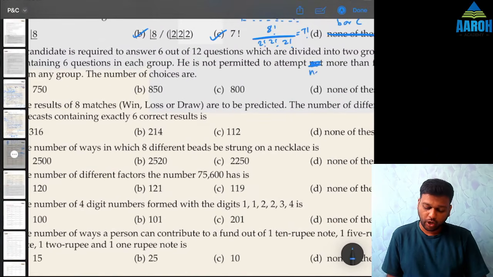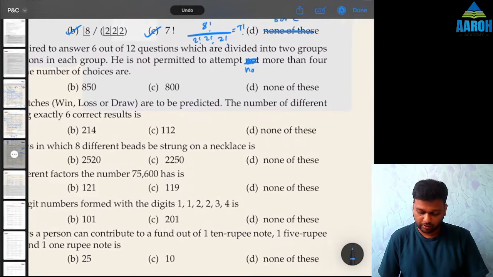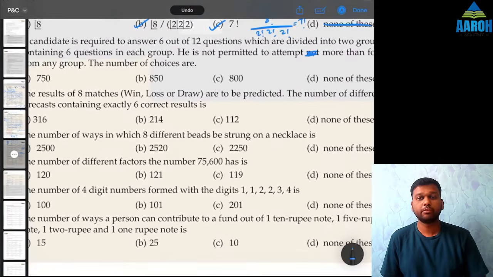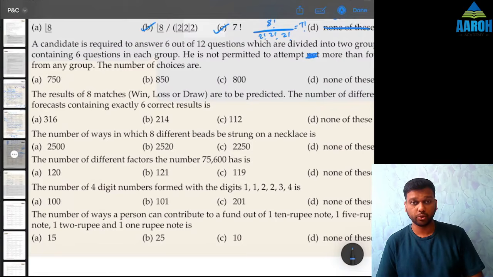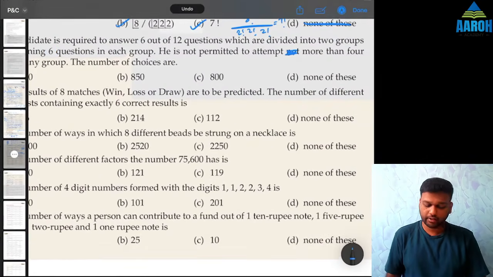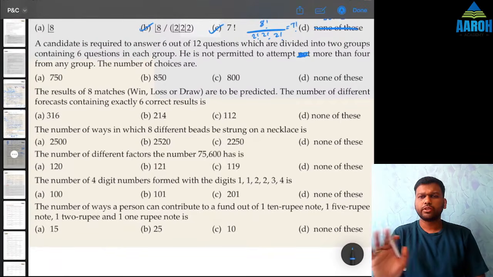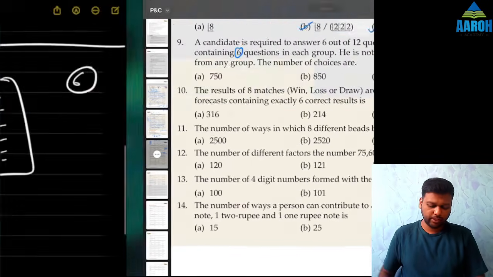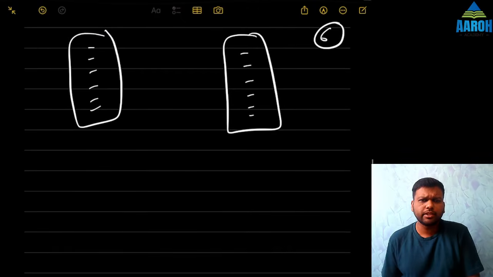Because if we assume not, the question becomes unsolvable. Okay, so it is not possible to solve more than 4 questions from each group and still solve 6 questions in total, right? So forget about it. So it's not permitted to attempt more than 4 questions from any group. So what options does he have?